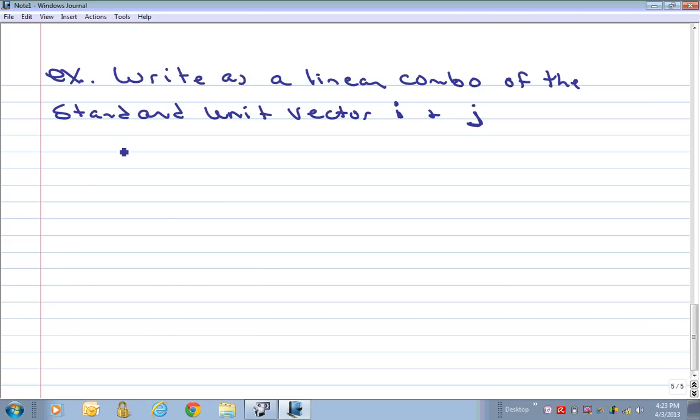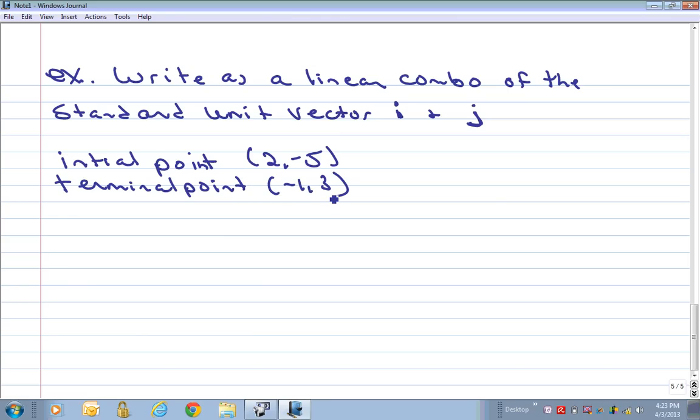Alright, let's just take, for example, in this case, that we have an initial point. Okay, so we're not in component form. This is initial point of our vector at 2, negative 5, and we have a terminal point at negative 1, 3. And we could even graph that. Our first step, step number 1, is going to be write the component form. And again, you just have to know what to do when I say that.